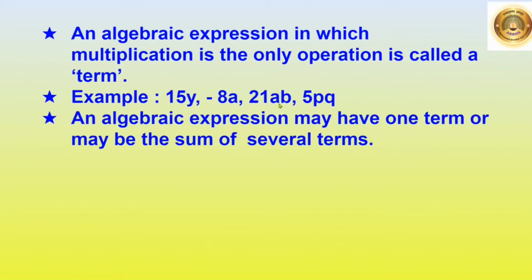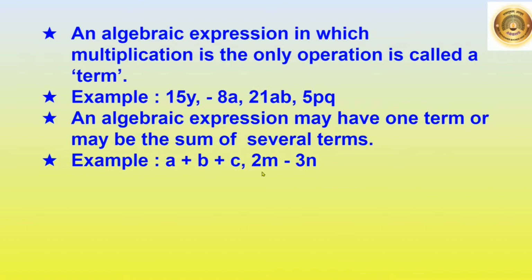Now, an algebraic expression may have one term, or it may be the sum of several terms, or it can have more number of terms. Like for example, a plus b plus c. Now, this is an algebraic expression where there are three terms. A is the first term, b is the second term, and c is the third term. Same way, 2m minus 3n. Here the first term is 2m and the second term is 3n.